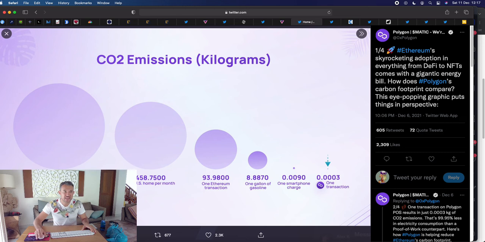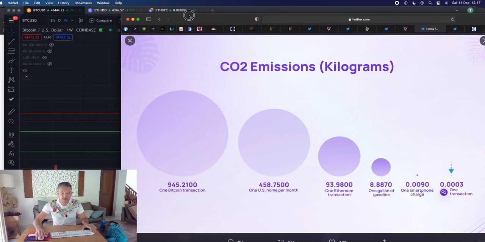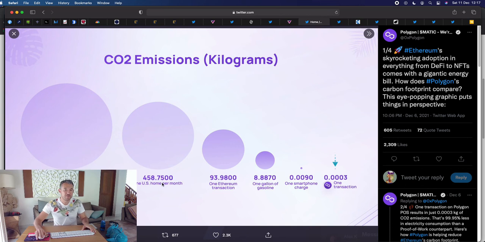Okay, this is just quite interesting as a comparison. So you can't see this here, but this is a Bitcoin transaction. A Bitcoin transaction, I think, is double the amount of energy required to power a US home for 1 month. And Ethereum's a fifth of that. And you know, 10 gallons of gasoline is the same for one Ethereum transaction. Right now, of course, that will be changing once it moves to proof of stake in April or so. And then you've got a smartphone charge, and then you've got a Polygon Matic transaction. If you didn't watch my video on Matic this week, please do so. I was talking about this as well, but just thought this was kind of interesting.